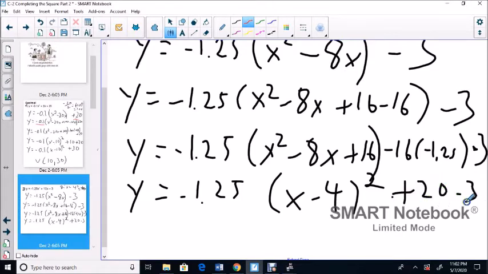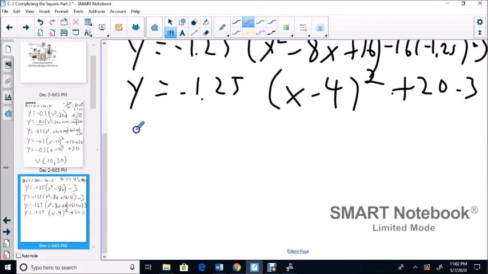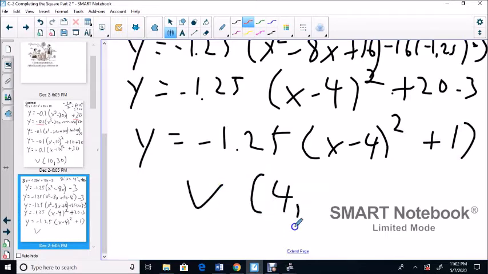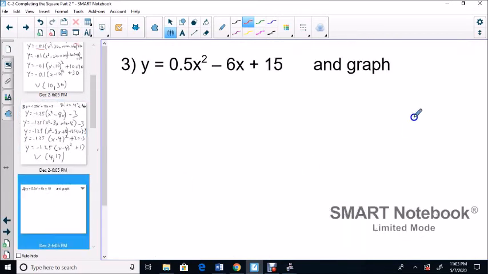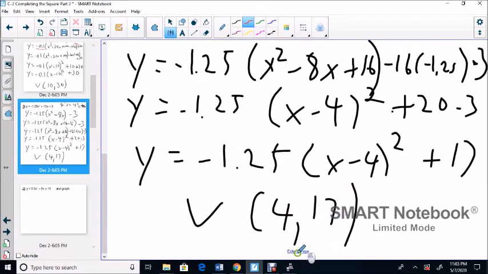Minus 3. One more line. We'll extend this page. Y equals negative 1.25 times x minus 4 squared plus 17. The vertex is at 4, 17. Just if you didn't get that at the bottom, it's 4, 17.